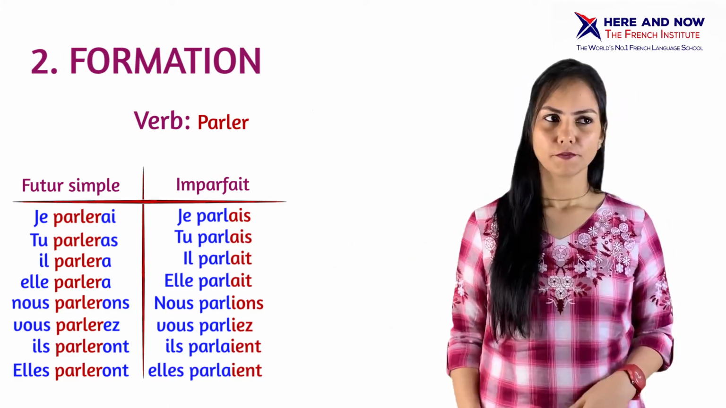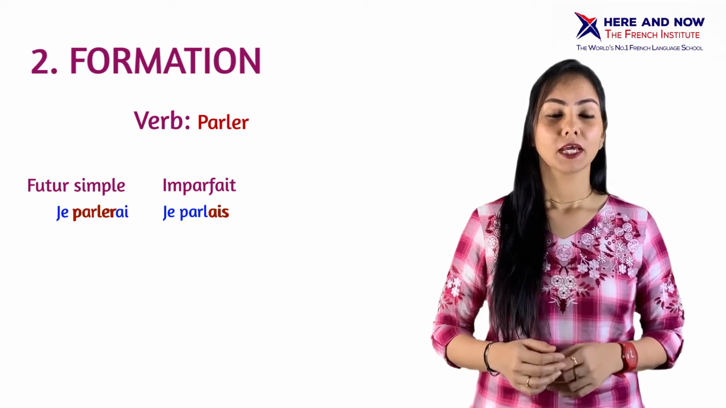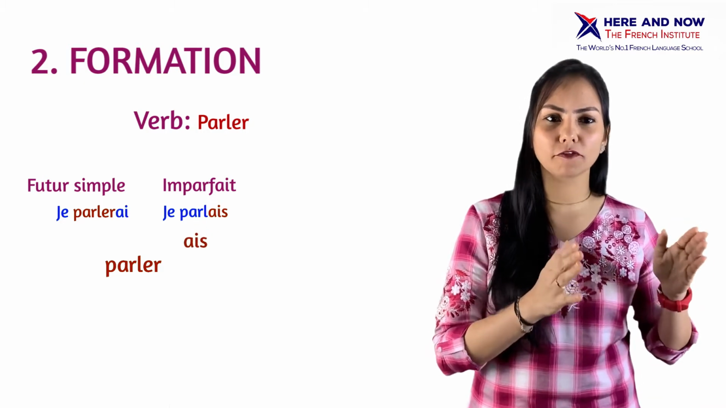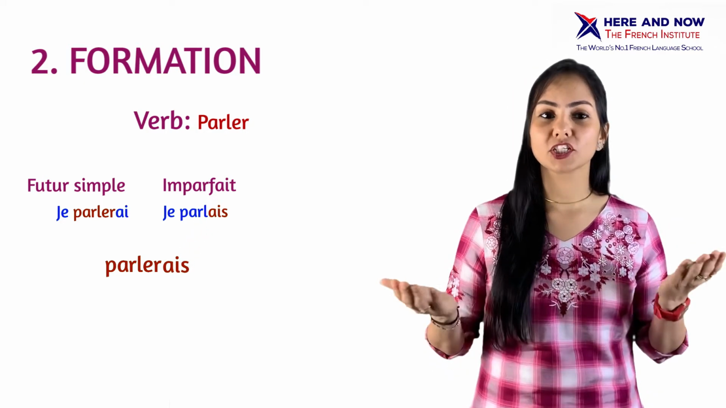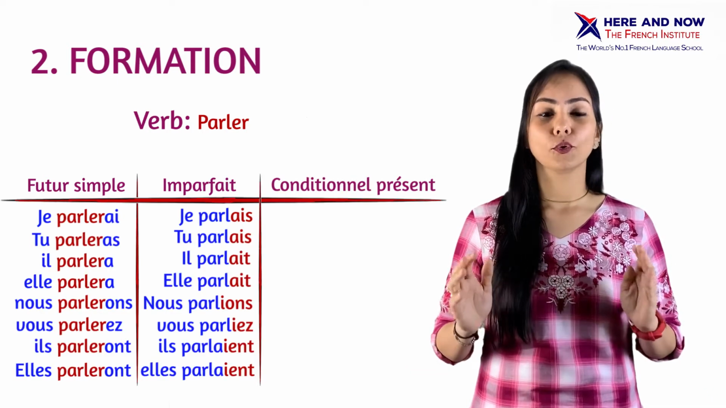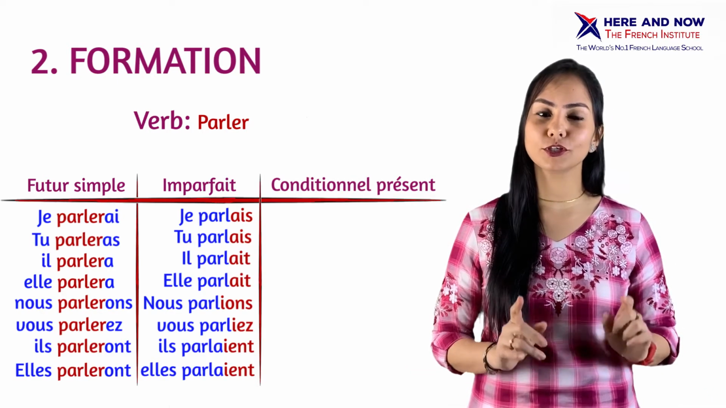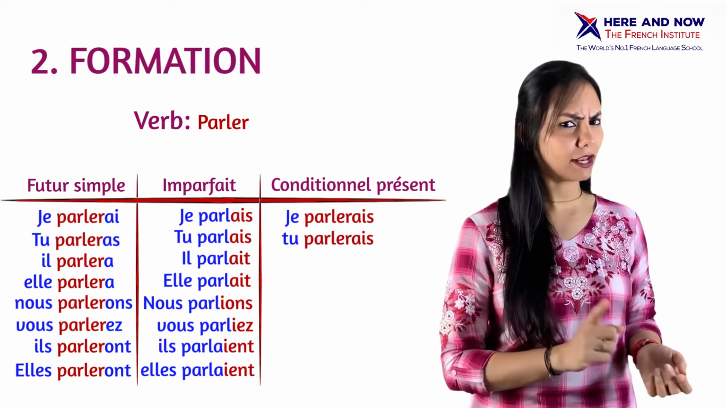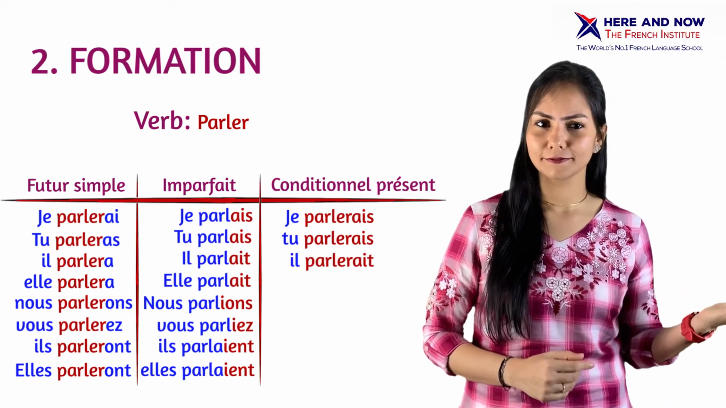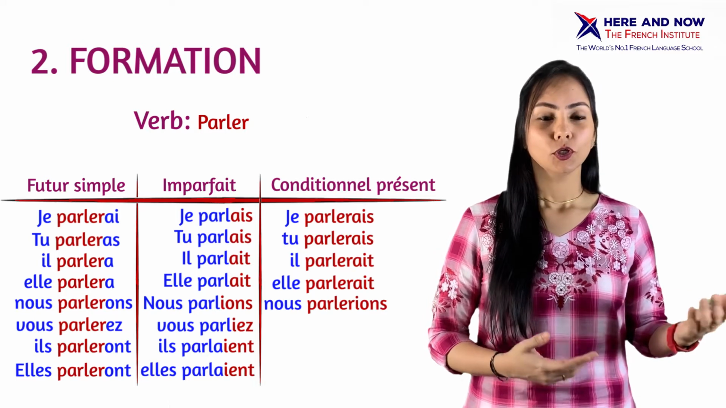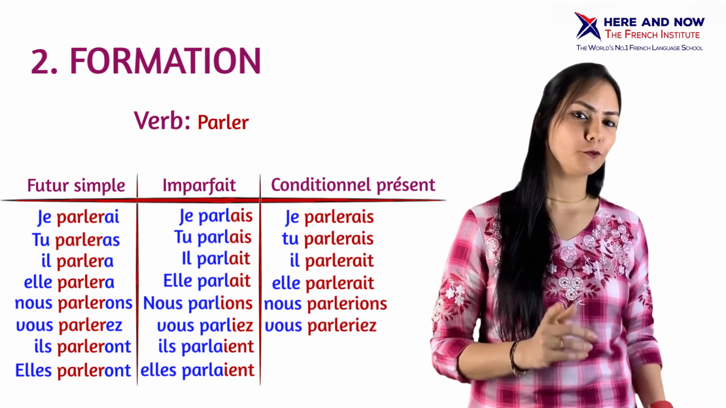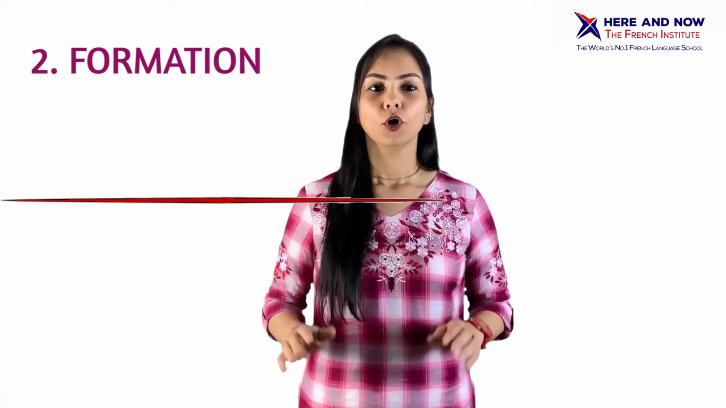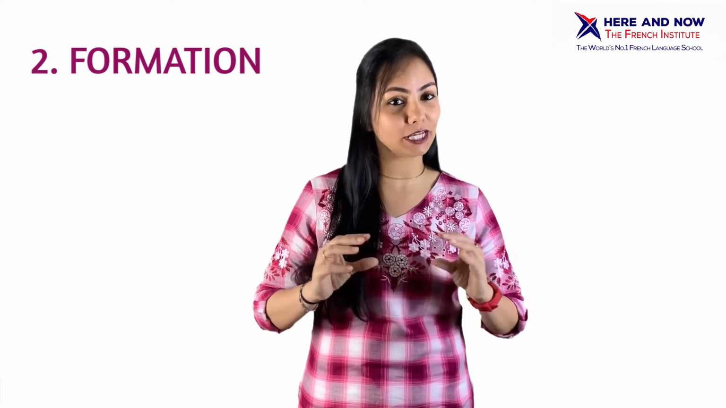et elles parlaient. And for conditional présent, we take the radical of the verb from future simple and the ending of the verb from imparfait. It is joined to form conditional présent. So let me conjugate parler in conditional présent for you. Je parlerais, tu parlerais, il parlerait, elle parlerait. Nous parlerions, vous parleriez, ils parleraient, and elles parleraient. Hope now you've understood how to form conditional présent.